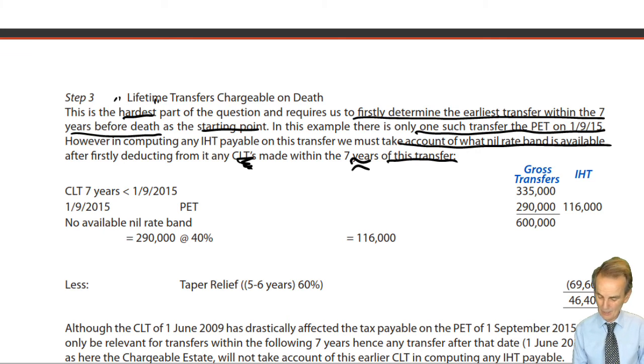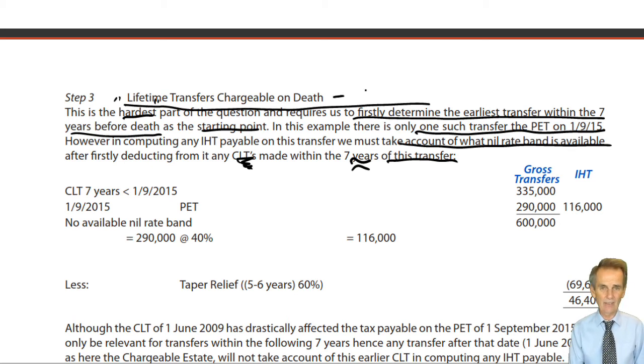So we set up our computation as normal, headed lifetime transfers chargeable on death. I'd usually state the date of death there, but of course this isn't a written exam. It's not likely to feature within section C.